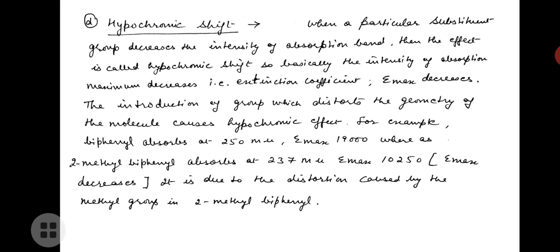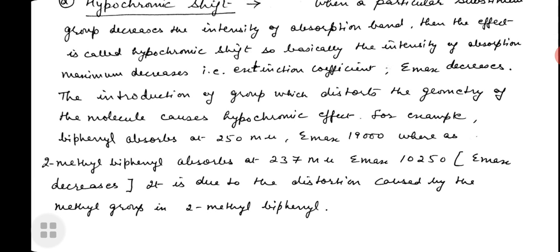For example, biphenyl absorbs at 250 millimicron, Emax 19,000, whereas 2-methyl biphenyl absorbs at 237 millimicron, Emax 10,250. So here again you can say the Emax for biphenyl is 19,000, whereas the Emax for 2-methyl biphenyl is 10,250. So that is, there is a decrease in the value of Emax. Now this decrease is due to the distortion caused by the methyl group in 2-methyl biphenyl.